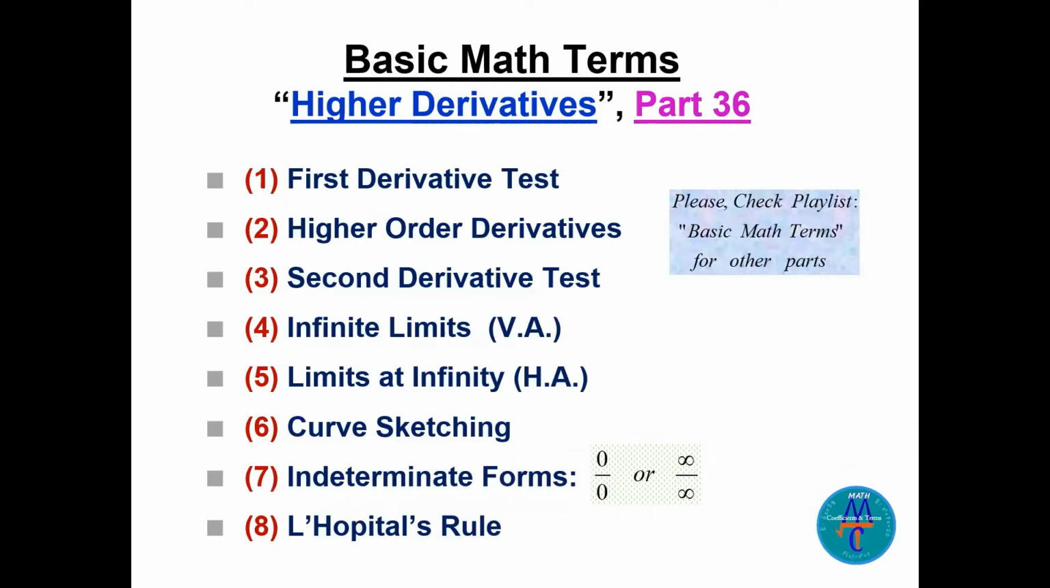So this is part 36 of the basic math terms, higher derivatives. There are 8 words we would like to see. First, first derivative test, higher order derivatives. Second, derivative test, infinite limits, which is vertical asymptotes, limits at infinity, horizontal asymptotes, curve sketching, indeterminate forms, 0 over 0 or infinity over infinity, L'Hopital's rule.